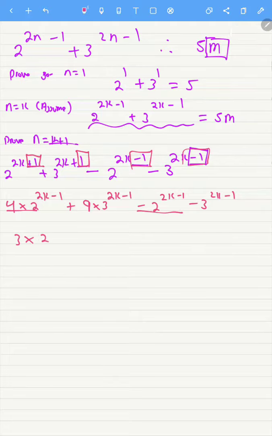You could write it in brackets to make it easier for yourself. 9 of these minus 1 of these is 8. So now you have this, and this doesn't really look like it's a factor of 5. What you can do is look back to the original, which is 2 to the 2n minus 1 plus 3 to the 2n minus 1.